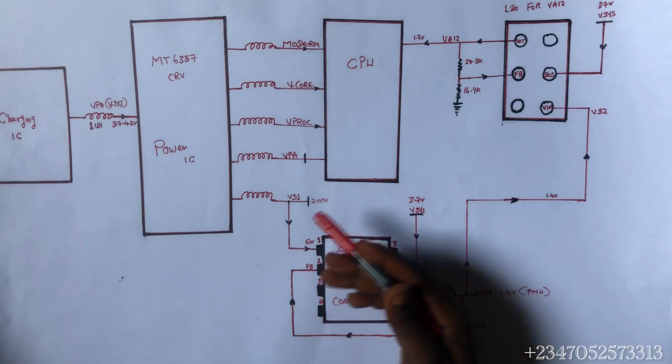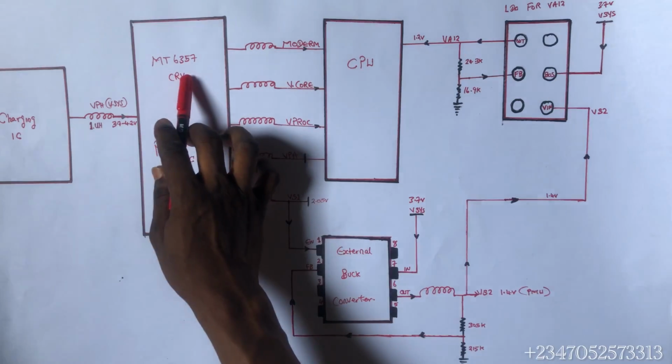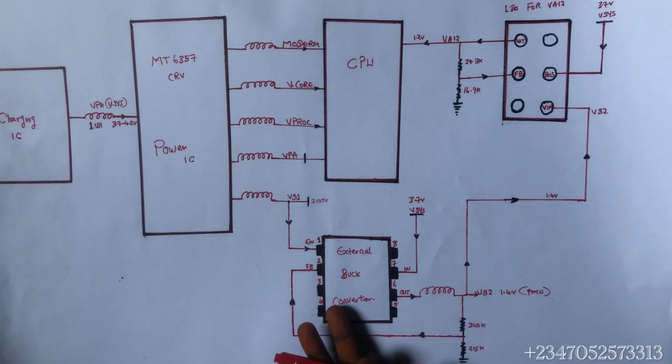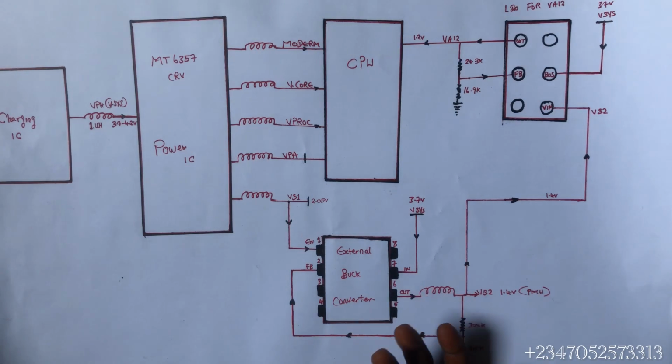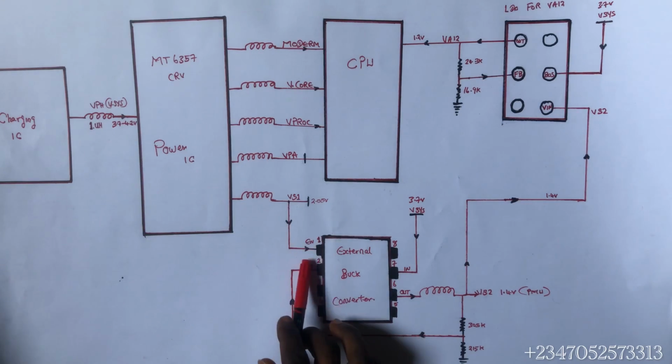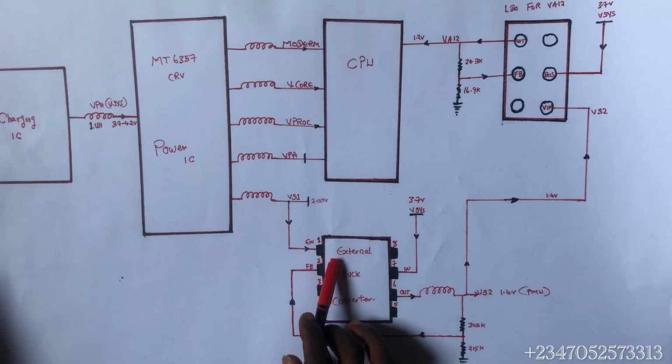So there are some models that use this 6357 CRV that you will get 8-pin external buck converter. There are some that you will get 6-pin external buck converter. It's still the same. These two lines are not connected. Now we will have our enable line. It will enter this external buck converter.